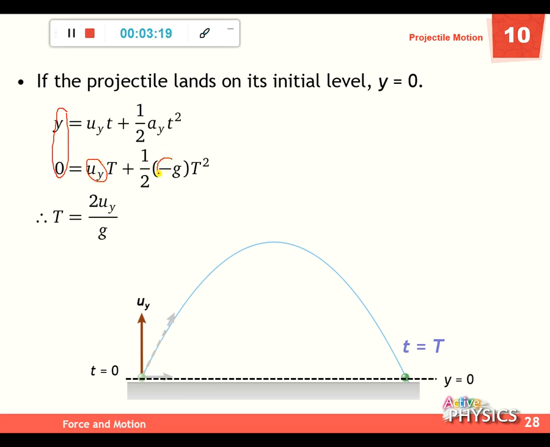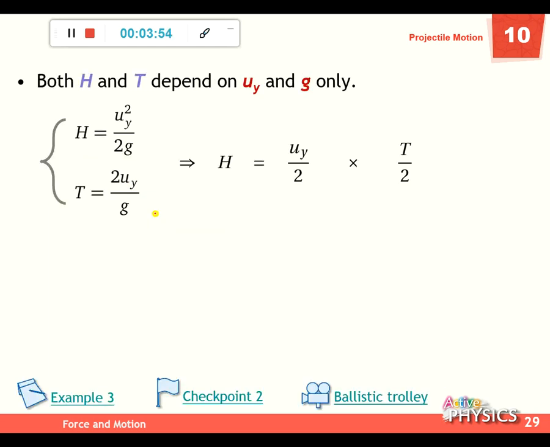uy and a, you should notice it. This one will be the time. Actually, after your calculation, you can see that t should be this or 0. But of course, in physics, t is 0 is meaningless, but in mathematics, you can get it. So in order to find out t, g should be a constant on the Earth, 9.81. Then it means that it depends on the vertical component of the initial velocity. Here, both t and h depend on uy and g only.